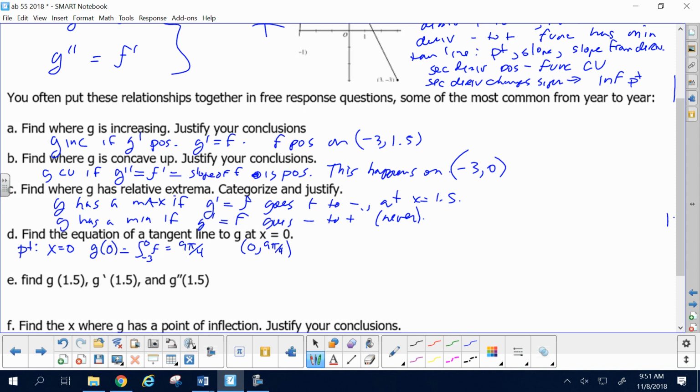Cool? The slope. The slope is G prime connected to F. G prime is equivalent to F at 0. What is F at 0?